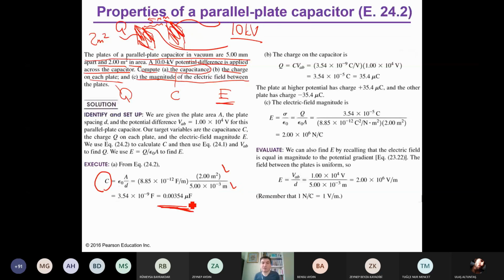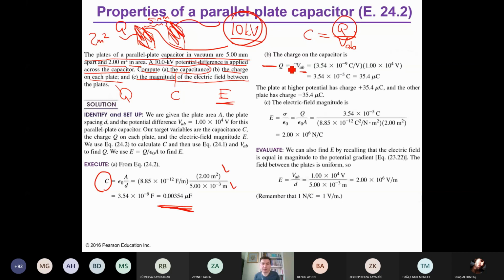What about the charge? The charge on the capacitor is given with this expression. Actually, always remember this formula, okay? If you take charge from this relation, then we have calculated the capacitance and we know the potential difference between the plates. This is 10 kilovolt. It is given in the question. Then you can calculate the charge on each plate of the capacitor. It is 35.4 microcoulomb.